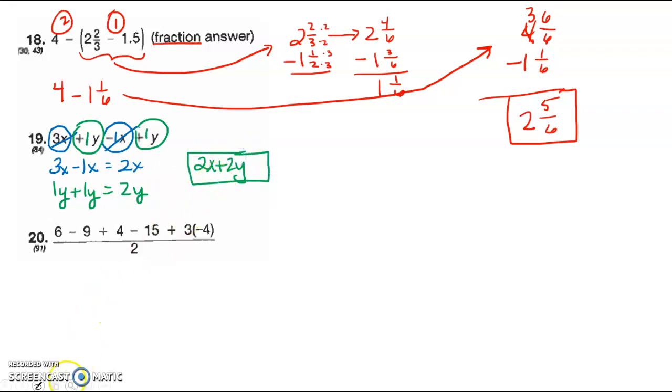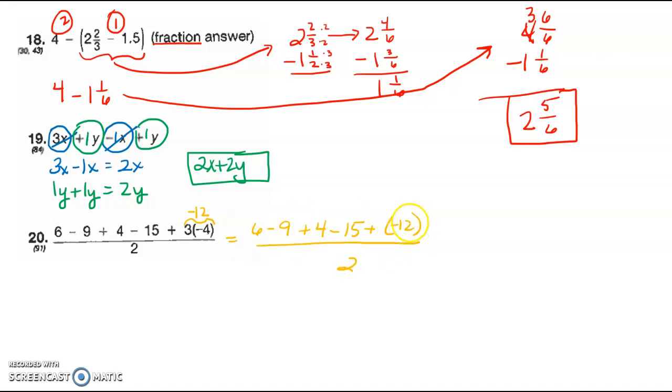Okay, number 20, my last problem here. I have 6 minus 9 plus 4 minus 15 plus, and this is what I'm going to do first. This is negative 12. So now I have 6 minus 9. Is that divide? I don't think that's divide. I think it's plus. I'm going to go with plus. If it's divide, let me know and we can redo the problem. Plus, and this is a negative 12. And this is all over 2.